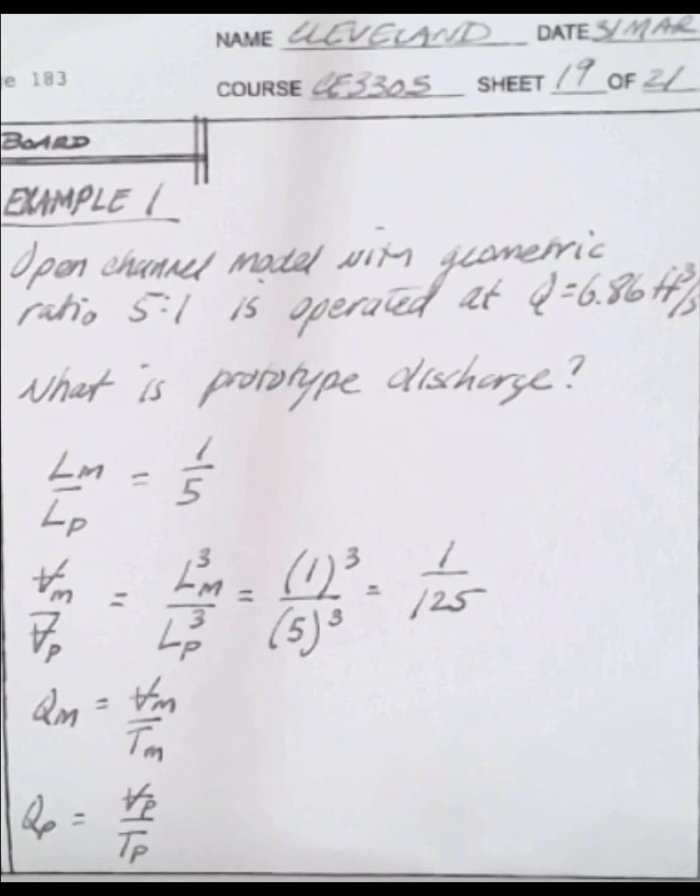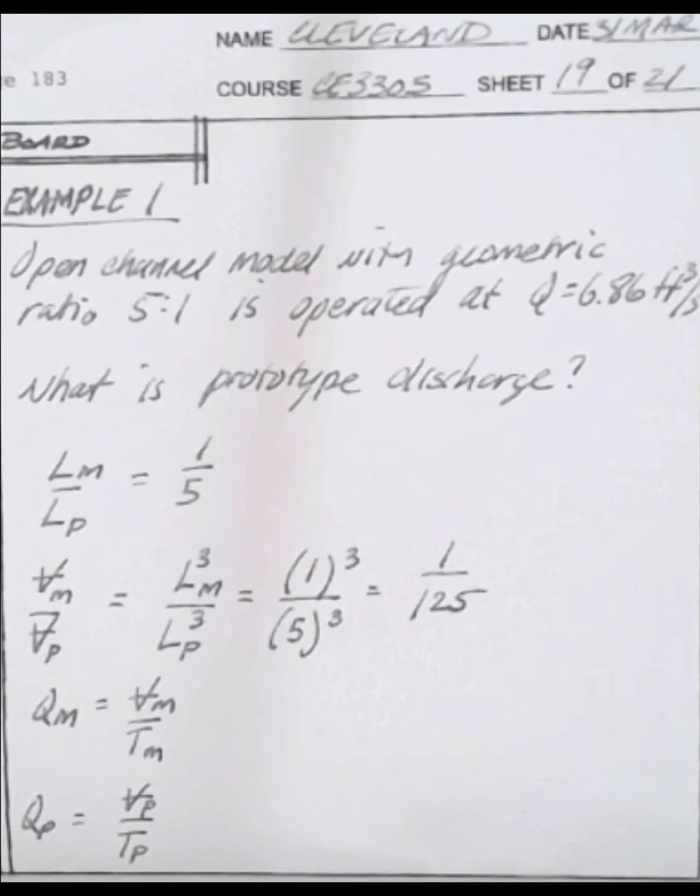Let's suppose we had an open channel model with geometric ratio of 5:1, and that model is operated at 6.86 cubic feet per second. So the model produces a discharge of 6.86 feet cubed per second. What's the anticipated prototype discharge at full scale? Well, the 5:1 ratio tells us that the length scale of the model is 1 for every 5 units in the prototype.